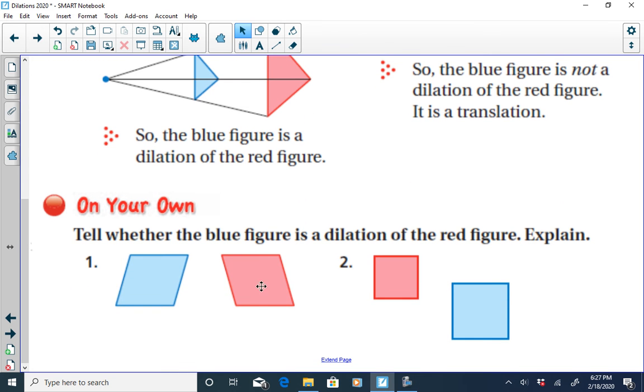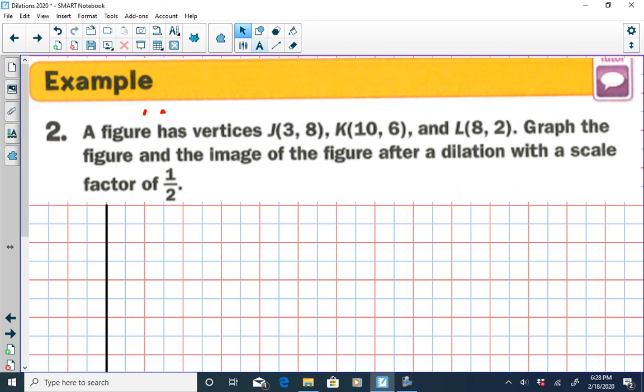translation. If you look here at this example, example 1, looks like a reflection, right? And my line of reflection would be here, a vertical line. Whereas in example 2, it looks like a dilation because the figures are similar, right? Same shape, but not necessarily the same size. All right, so let's take a look at this first example here.